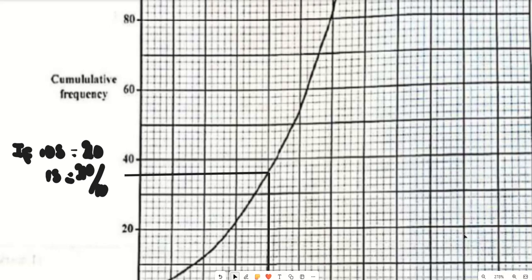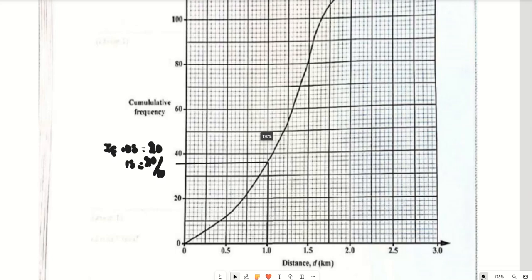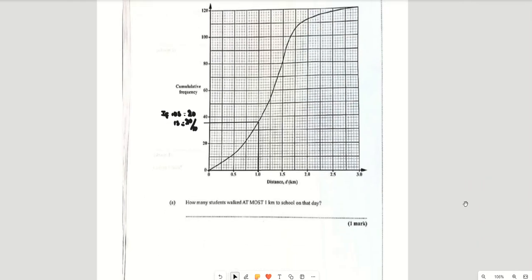So when they ask you the question of how many students at most walk 1 kilometer, your answer is going to be, using the graph, 36 students. Right. Now you're going to look at this one. They ask you for the median.